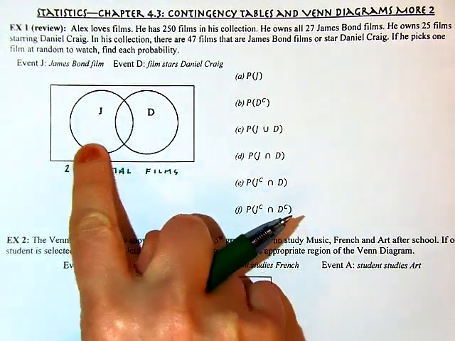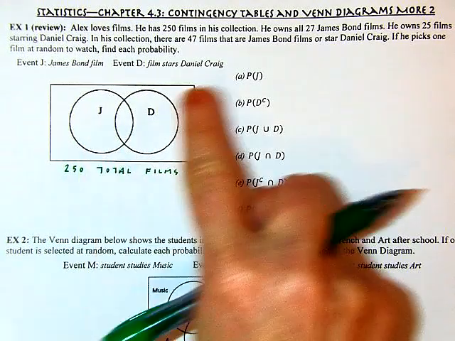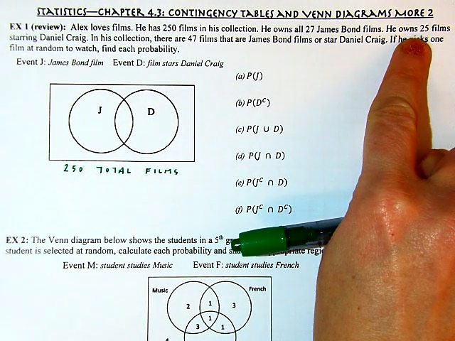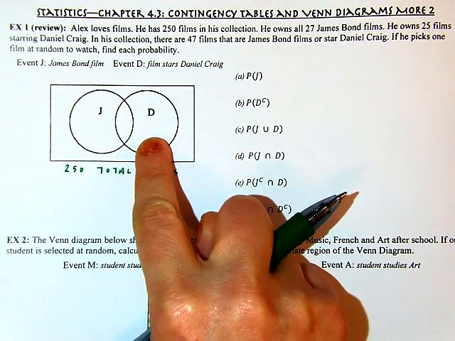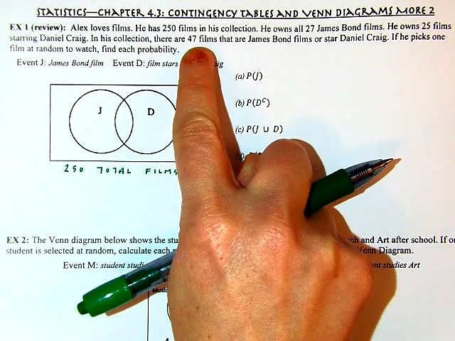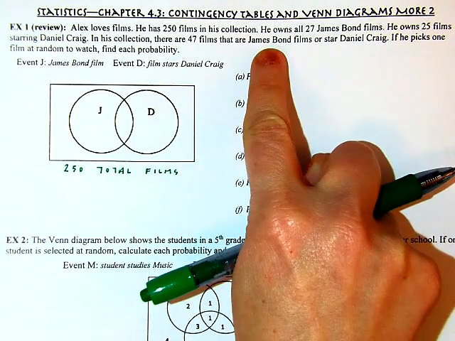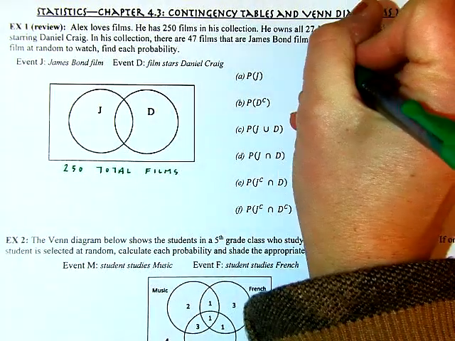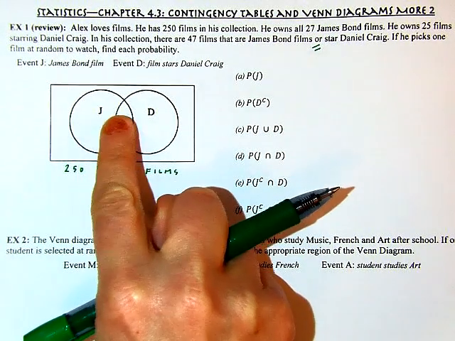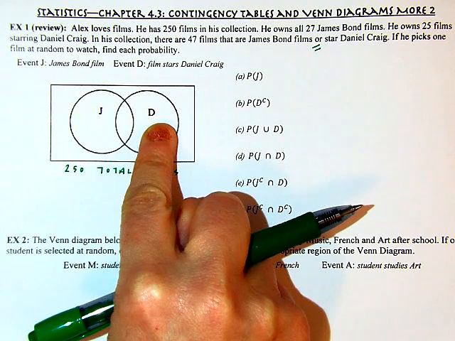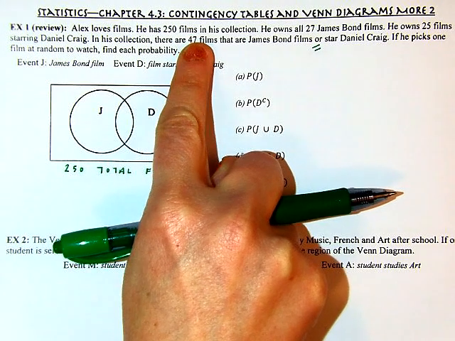So this circle has to sum to 27. 25 films that star Daniel Craig. So this circle has to sum to 25. And we're told that there are 47 films that are James Bond or star Daniel Craig. So we know that these three portions together have to sum up to 47.